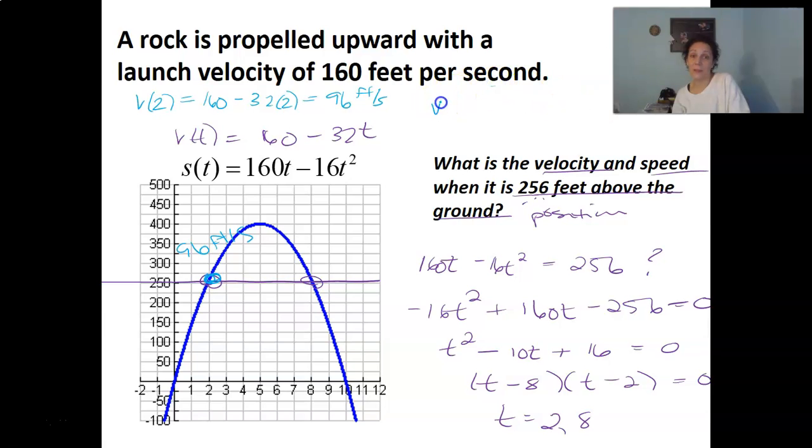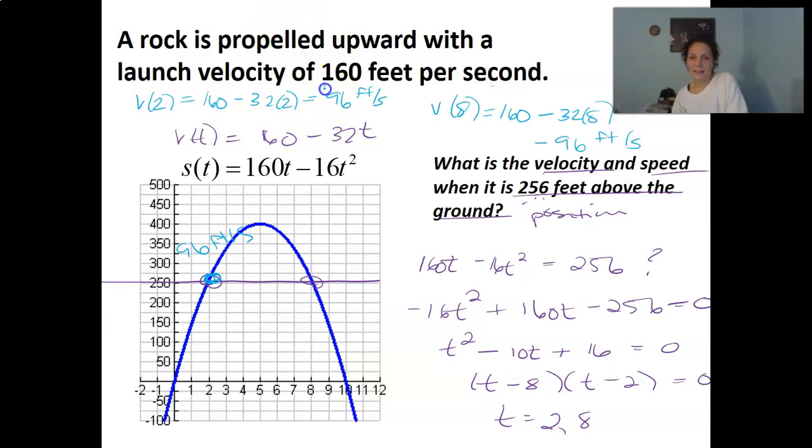Now, if I put in V of 8, it better be mirrored, right? I'm expecting V of 8 to be the same number, except that it's on the way down, so the sign will be negative. So over here, I have 160 minus 32 times 8. So let's see, 32 times 8 is 256. 160 minus 256 is bango, negative 96 feet per second. So here's my velocity and speed.